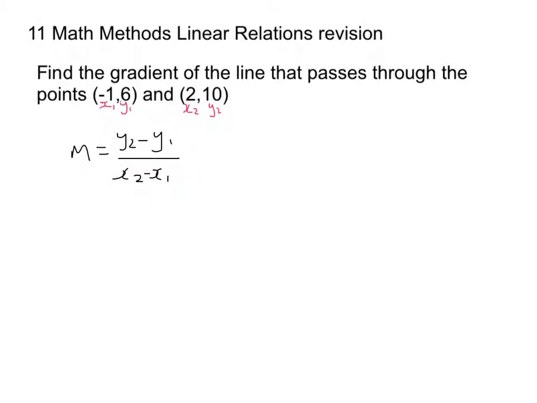Now we substitute the values into the equation, so m will be equal to y2 is 10, take away y1 is 6, over x2 is 2, take away x1 is -1. 10 take away 6 is 4, over 2 take away -1. The take away negative becomes a plus, so that will be 4 over 3, and that's the gradient. So that's the first one done.